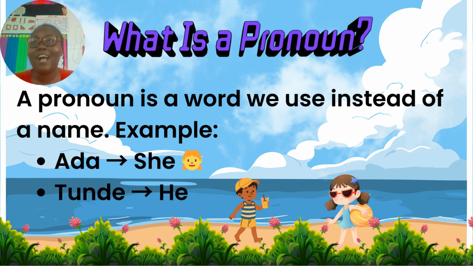Okay, so we have Ada is a girl, she is a girl. The word she is the pronoun and it has replaced the name Ada. Tunde is drinking his juice. He is drinking his juice. He there has replaced the name Tunde. So our pronoun there is what? He. So a pronoun is a word used to replace a name.